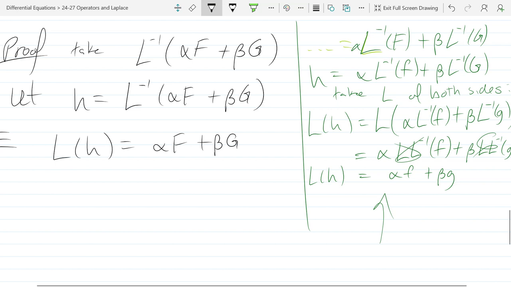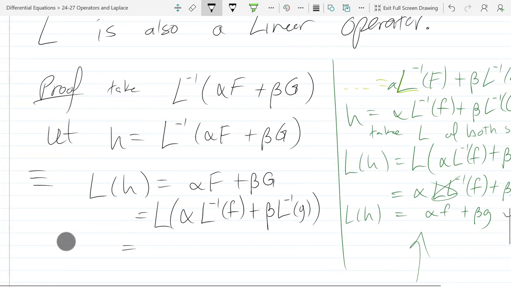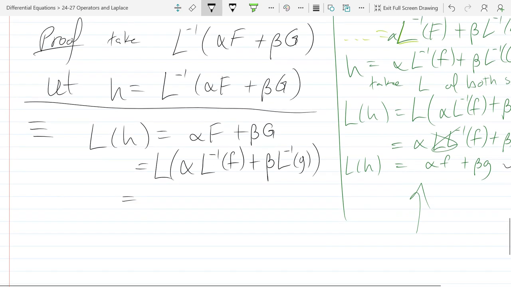All right, so L of H is that. We have that line already written down, so I'm going to go to the one above. And now, oh, we have to be careful. There's a little partition here. We went from H to L of H. This is L of H right here.